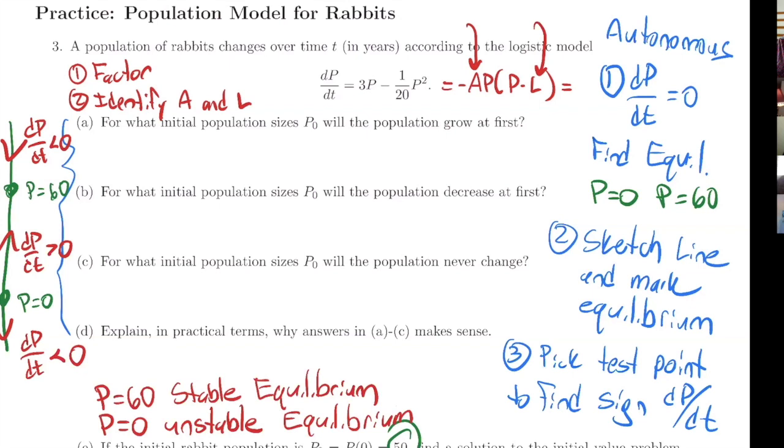Question A is just saying, for what initial populations does the population grow at first? This is going to be essentially for what values of P is the derivative positive at first, and that is that portion right there. So for any initial population between 0 and 60, that population is going to grow, but not infinitely. It's going to grow, but flatten out as it approaches 60. And then for the others, we've got two regions. In this region down here and this region over here, the derivatives are negative.